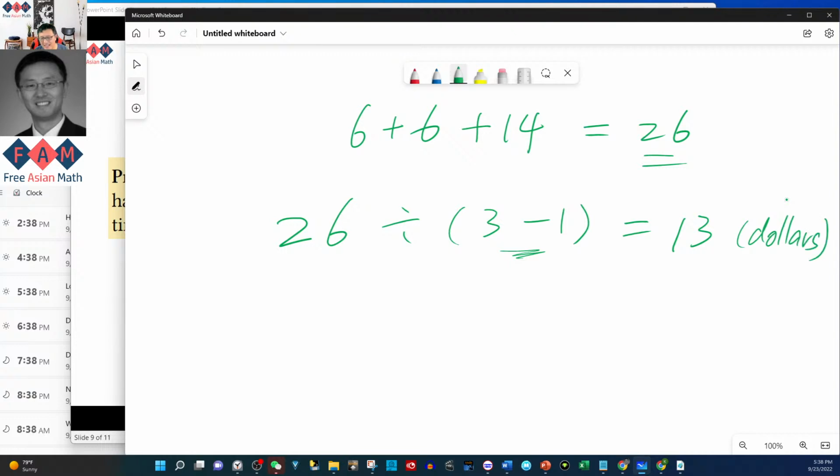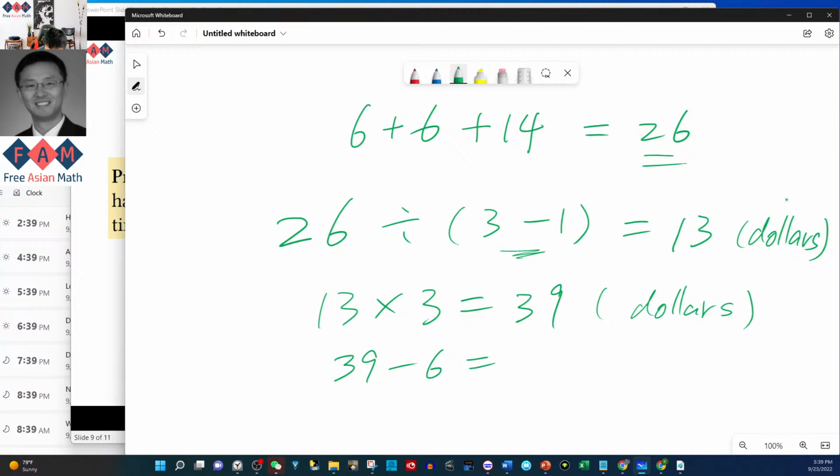And what is this? This is the current amount of money Albert has after he transferred $6 to Aaron, right? At the same time, 13 times 3, that's $39. And this is the current amount of money Aaron has with $6 from Albert. So then how do we know what each originally had? We just do the reversal. Either 39 subtracting 6, you get $33. That's what Aaron originally had. And for Albert, 13 gets that $6 back, so he originally had $19.